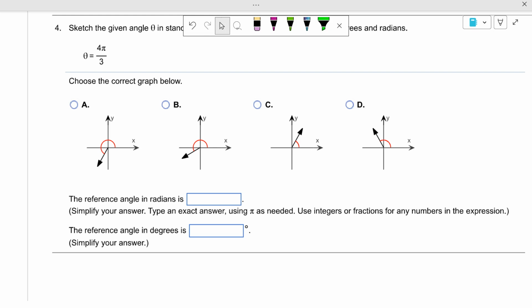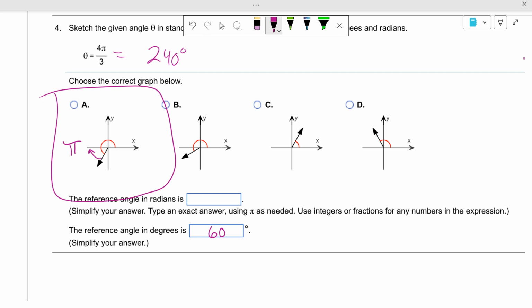Would it be A? Well, I would certainly think it's A, because how many degrees is it? 240. It's 240 degrees. What's its reference angle? How many degrees are we away from there? How far is 240 from 180? 60 degrees. How many radians? Well, this is pi radians. This is 4 pi over 3.